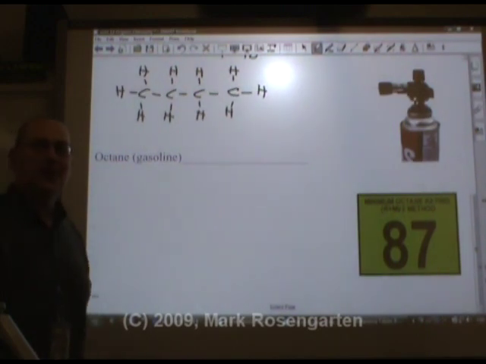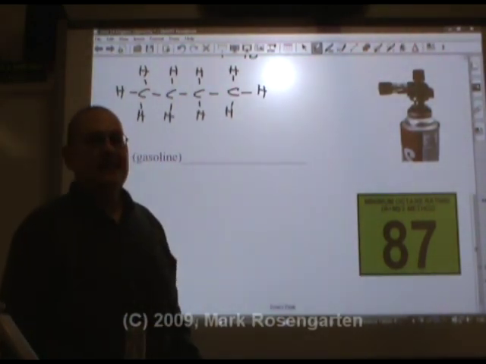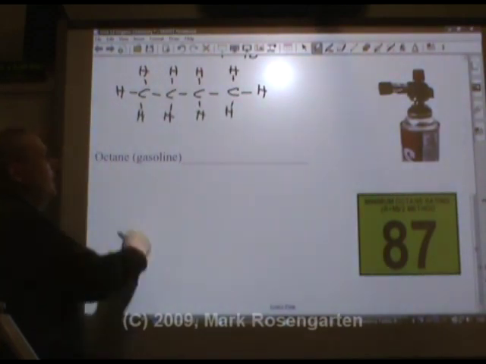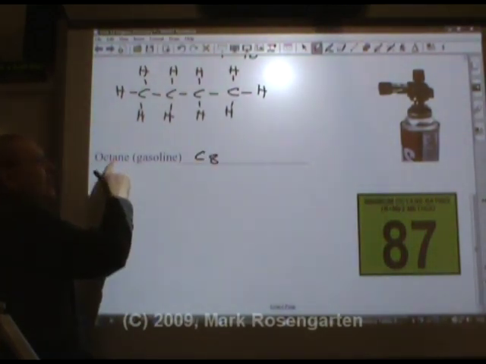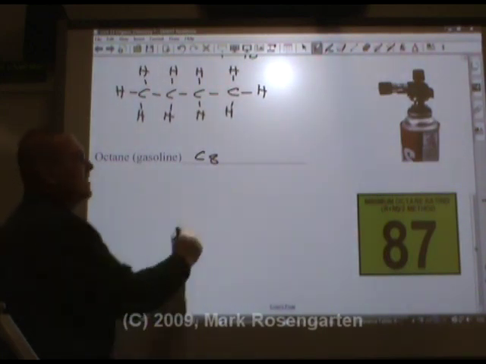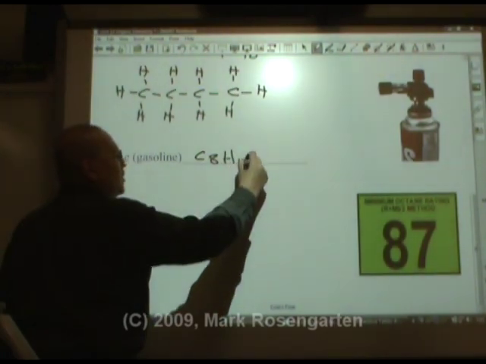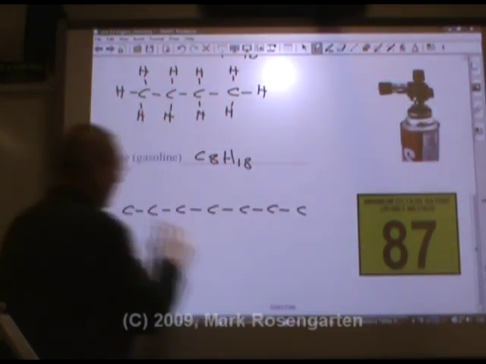We love our cars, don't we? Yeah, we like them to get good gas mileage. When you pull up to the gas station, you've got a choice of different octanes you can get. Now what's octane? Octane is a molecule that contains 8 carbons, and because it's an alkane, double 8, you get 16. Plus 2 is 18. C8H18. 8 carbons in a row.